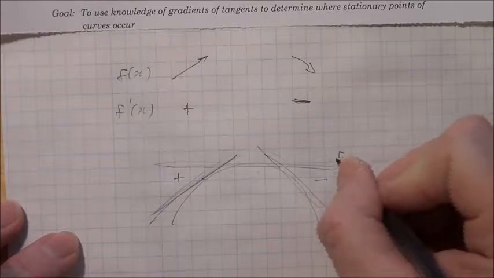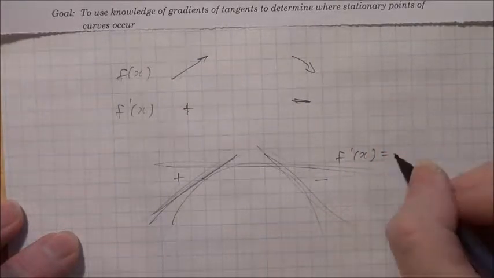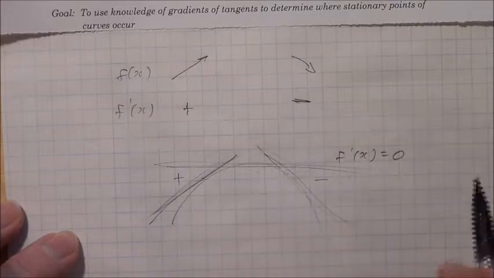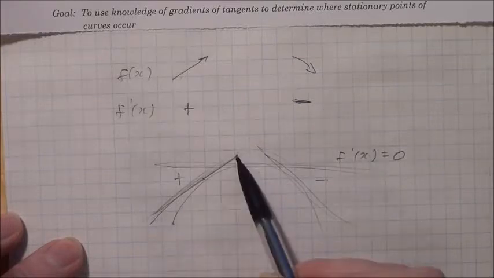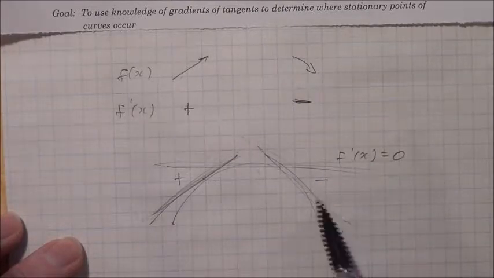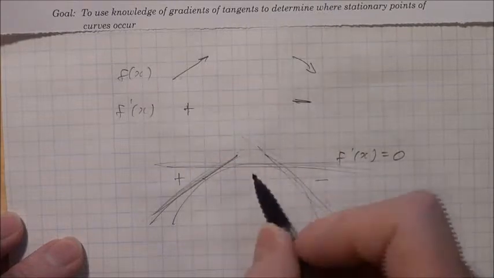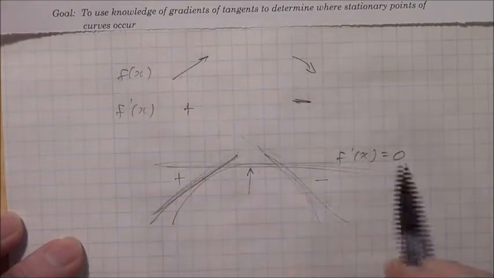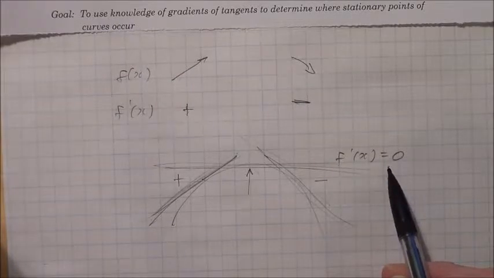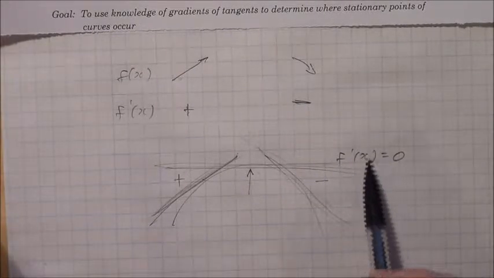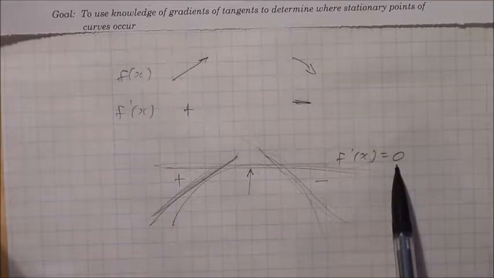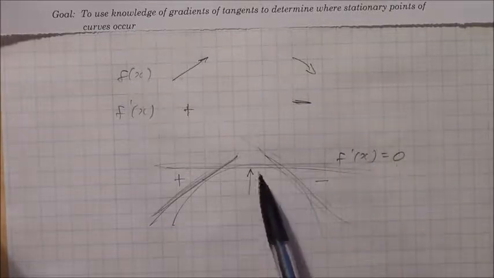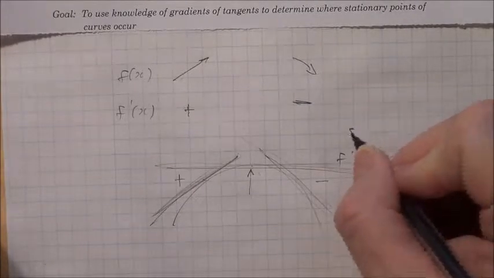That's where the derivative, the gradient function, is actually 0. So that's where we get a horizontal tangent. Here the tangent is positive because it's going up to the right. Here the tangent is negative, going down to the right. And right at this point, that's where the derivative is 0. That's where the tangent is horizontal. The gradient of the curve at that point is 0. There's no inclination to speak of besides 0, so it's not increasing nor decreasing. So therefore, that's what we call a stationary point.